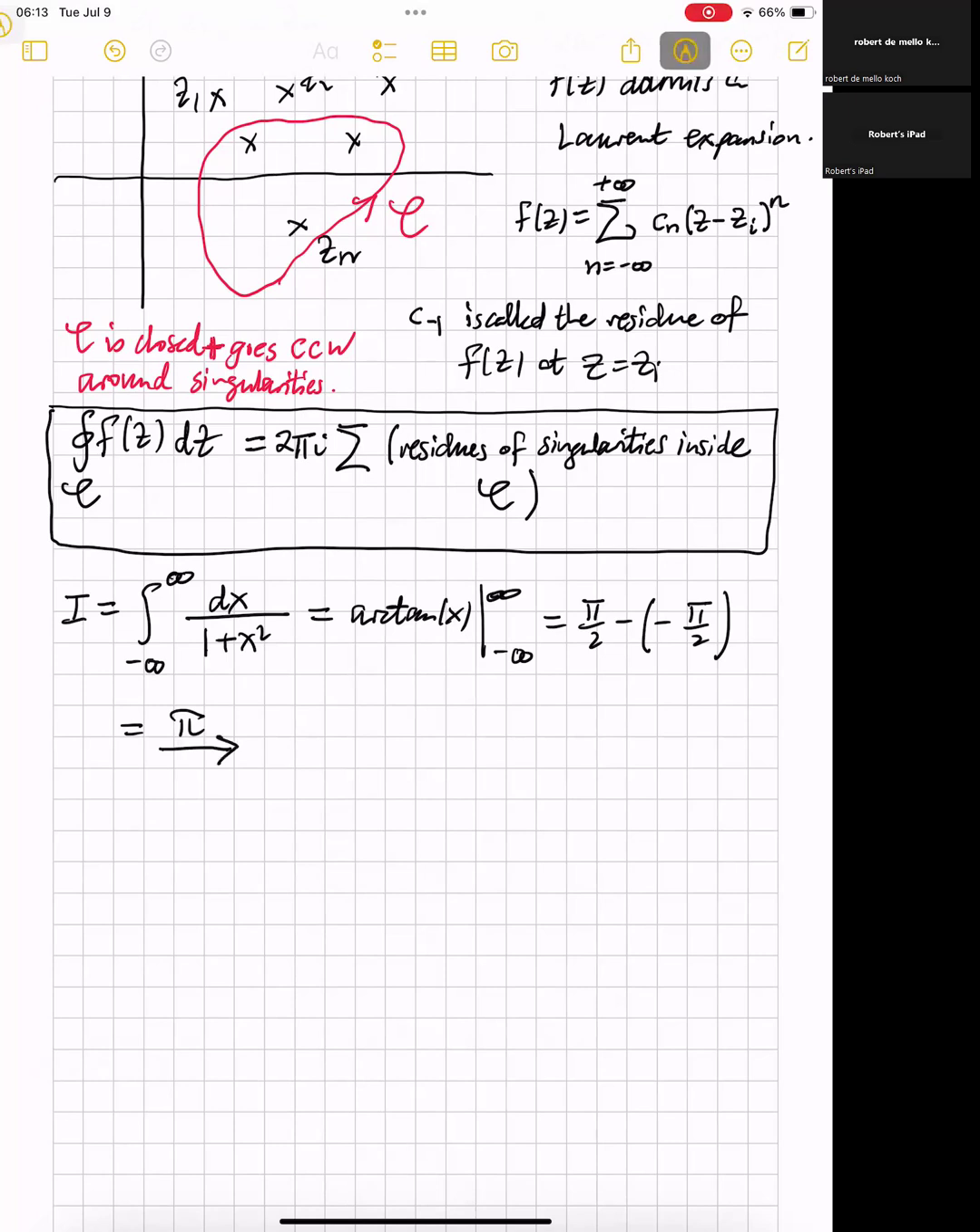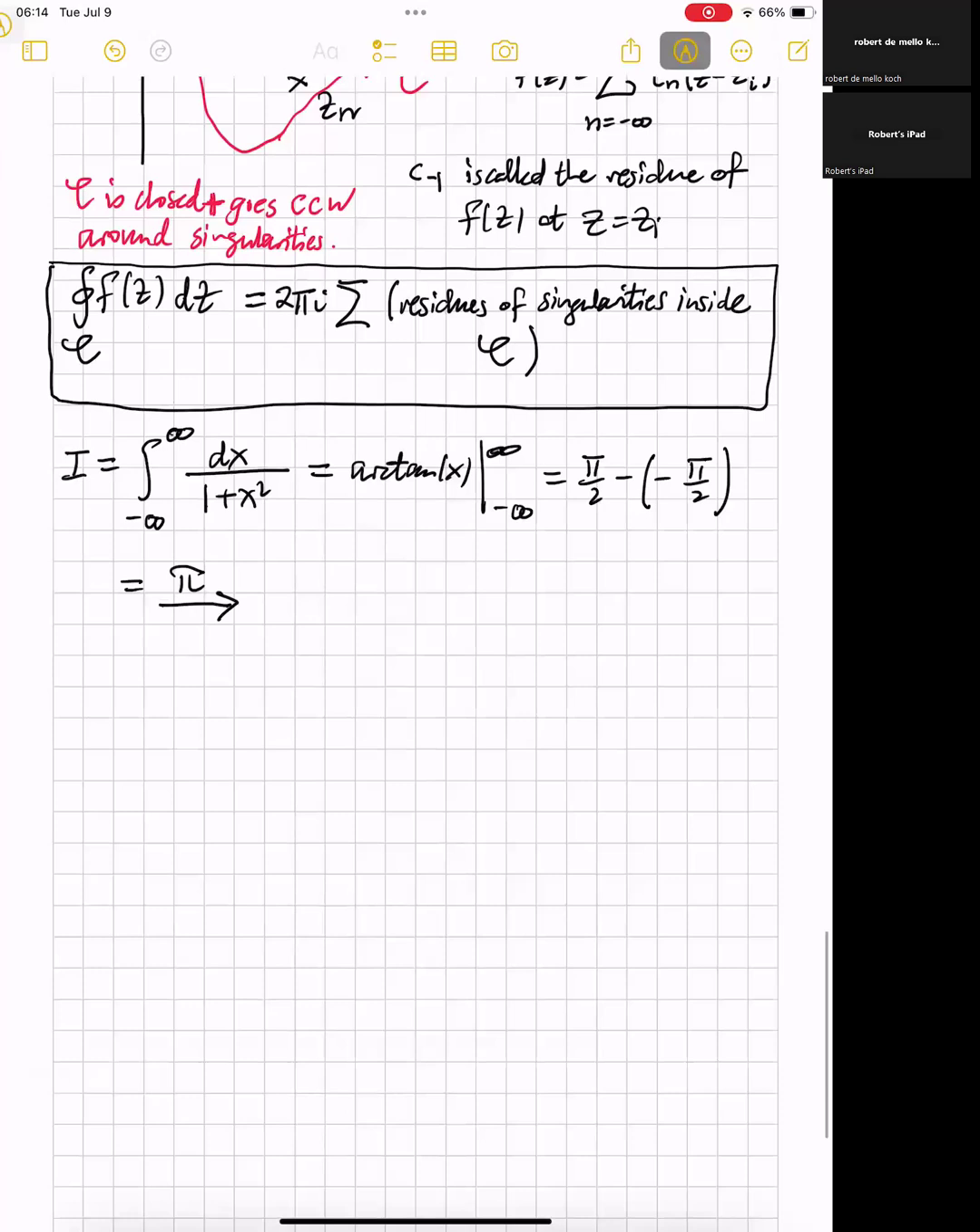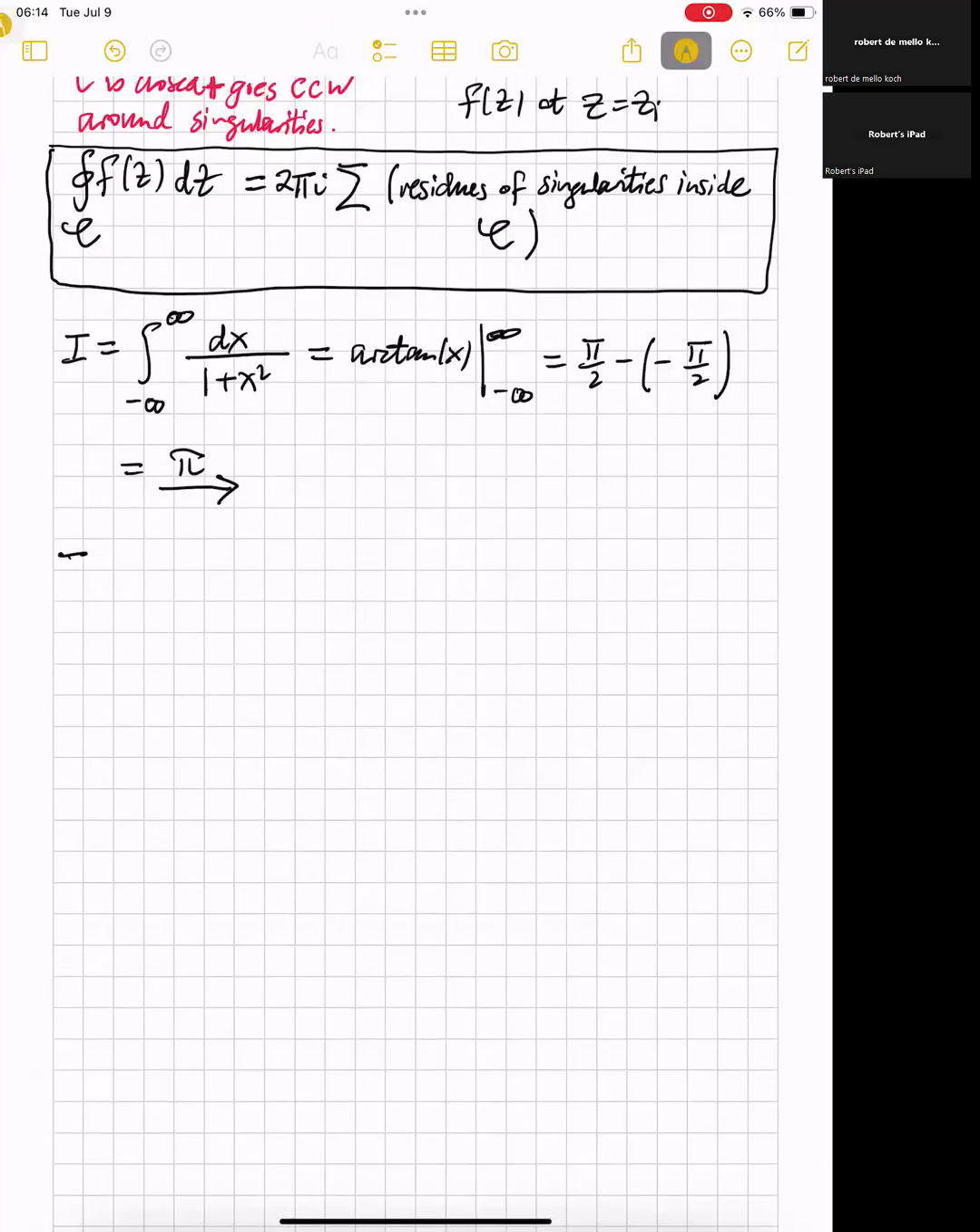So that's nice. This is a nice, easy integral to do. Now let's try to repeat this integral, but this time we'll do it using the residue theorem. Good. So let's start off again with I. It's an integral from minus infinity to infinity, dx over 1 plus x squared.